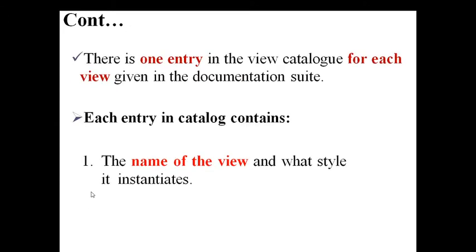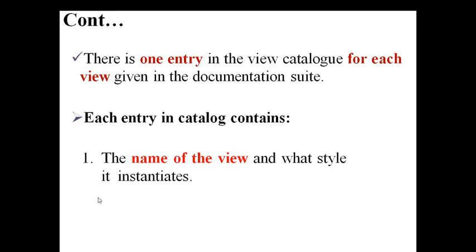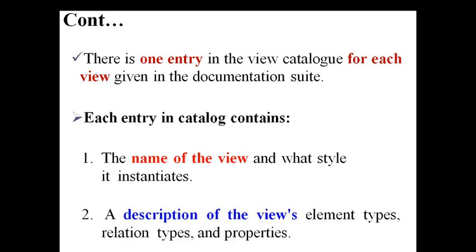See, for example, name of the catalog first of all, description about your elements, those types, relation types and properties. So all are included in your view catalog. Next one is the description of your view. So what is the main meaning of this view?